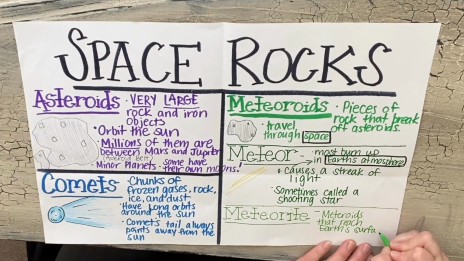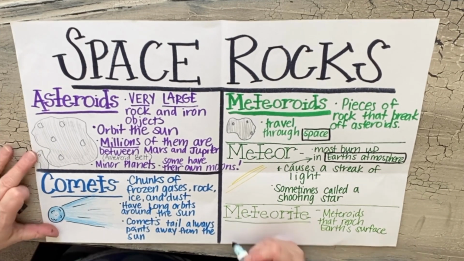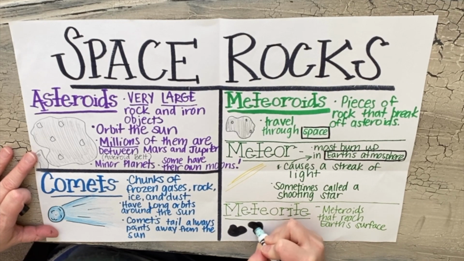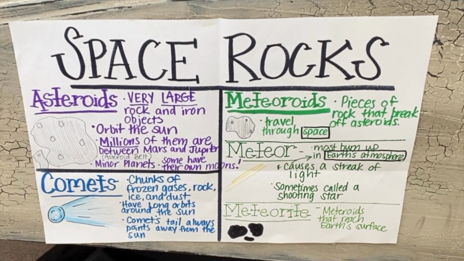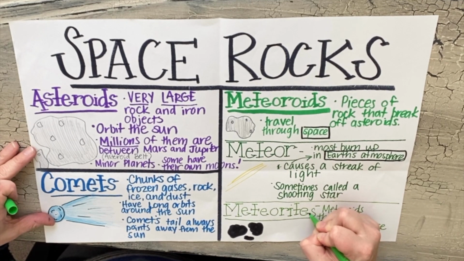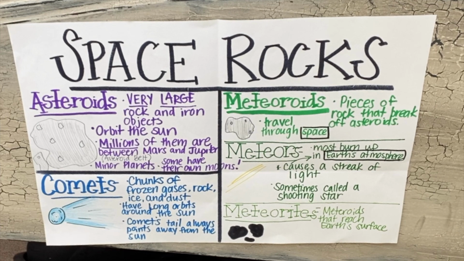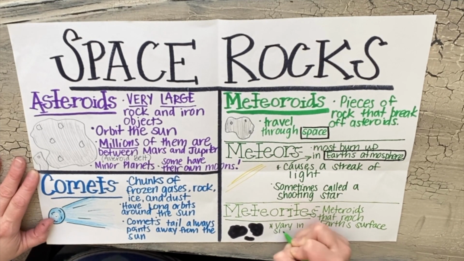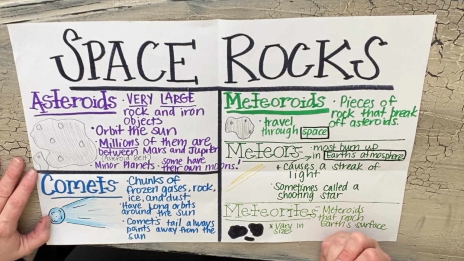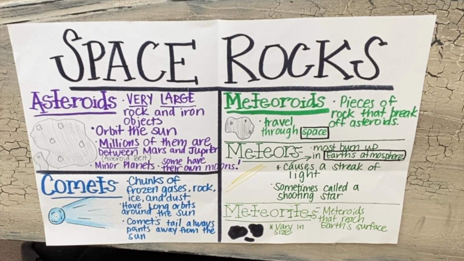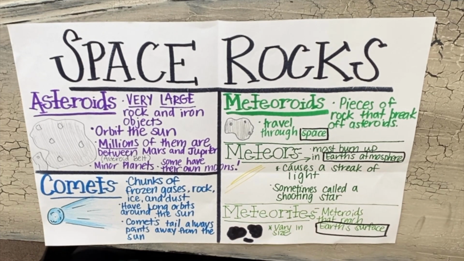Meteorite, right on Earth. So when we look at those three types of space rocks there, we have meteoroids, meteors, and meteorites. They're all the same thing. It just depends on where they are. Meteoroids in space, a meteor is in Earth's atmosphere, and a meteorite is on Earth's surface. So those three rocks are the same thing, but they do change depending on their location. Meteorites also vary in size. That means they can change in size. So some of the smallest meteorites are dust, and then some of the biggest ones are like this one that we saw before.